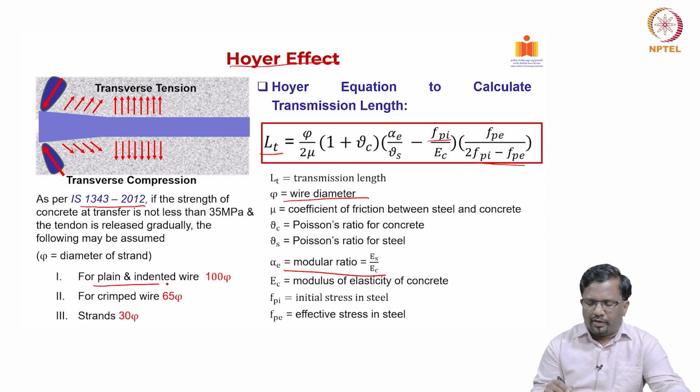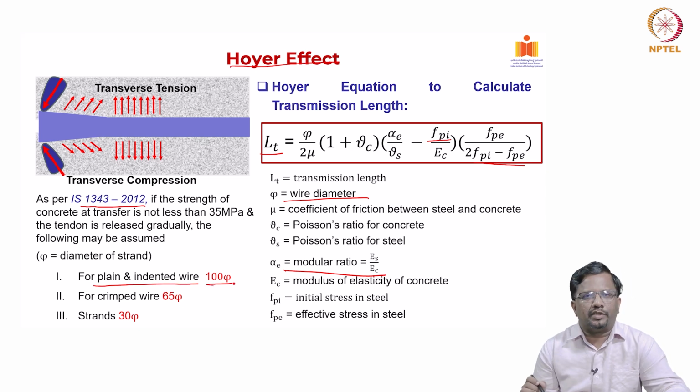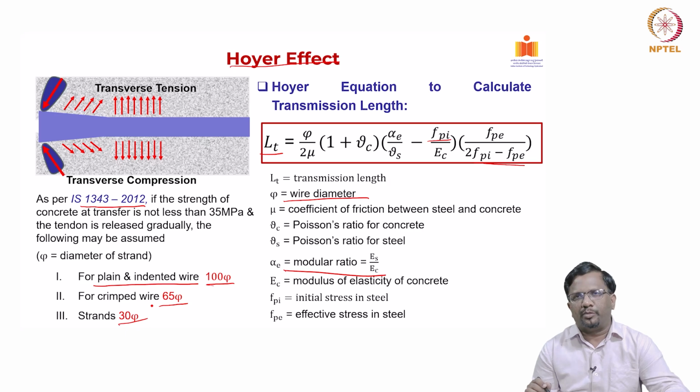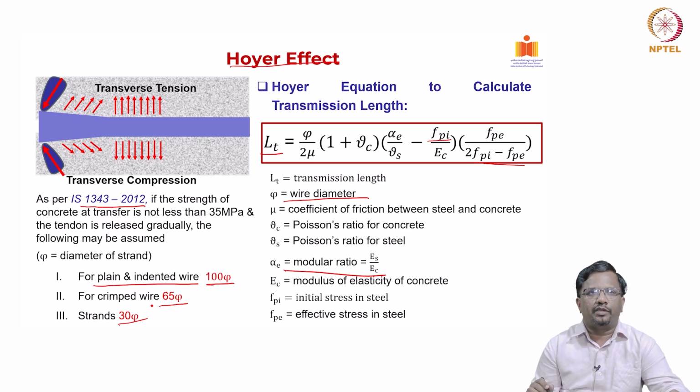For plain and indented wire, the transfer length is given as 100 times the diameter of the wire. For crimped wire, it is given as 65 times the diameter of the wire. For strands, it is given as 30 times the diameter of the wire. This is the transmission length, or you can say transfer length.